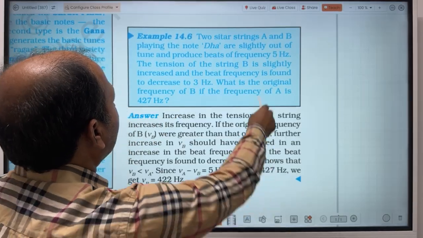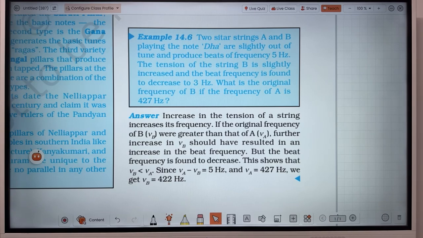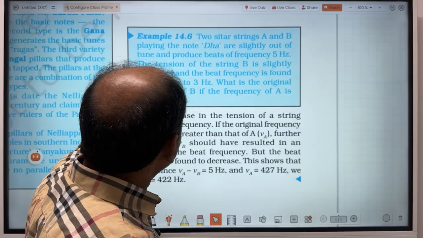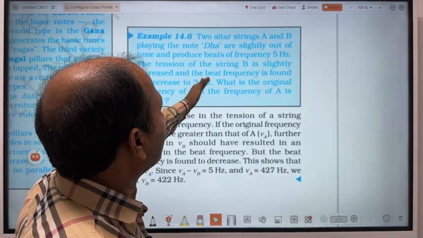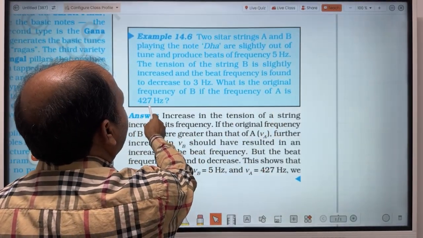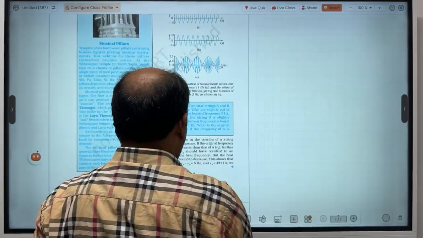Suppose we consider the reverse case. In that case, what will happen? Here if we increase the tension and the beat frequency is found to increase by 3, in that case the frequency of B will be 427 plus 5 Hz. So that is the basic concept.